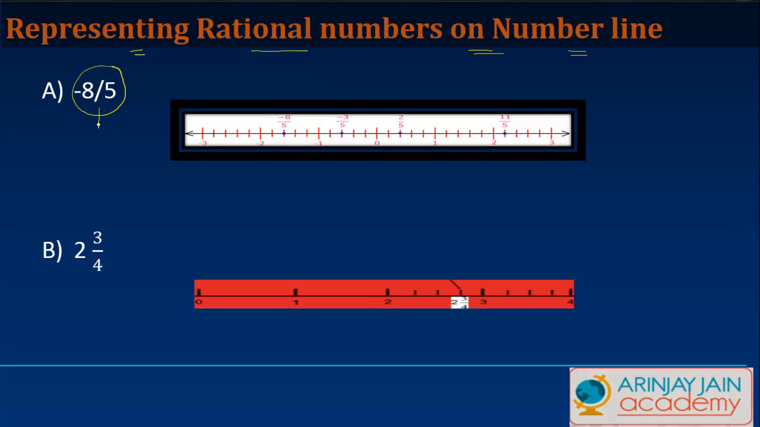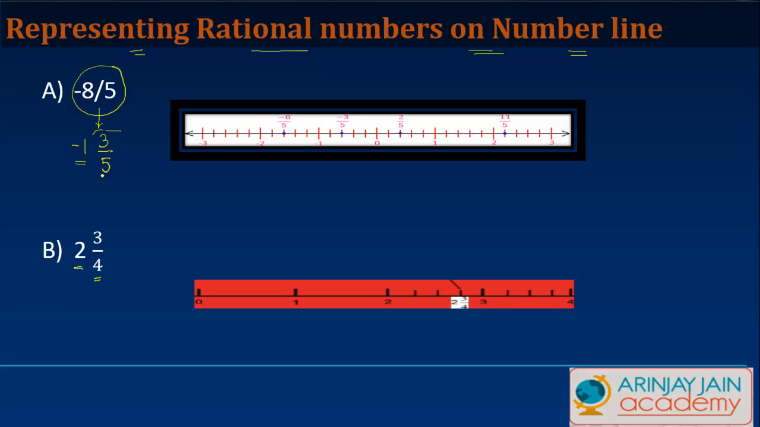Whenever you're given such a form of a rational number, the first thing you should do is write it in the form of a whole number and then a fraction, something like 2 3/4. Now -8/5 can actually be written as -1 3/5, isn't it? Because 5 times -1 is -5, and then 3 minus 8/5.